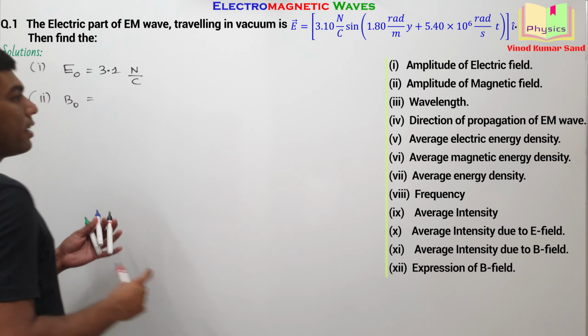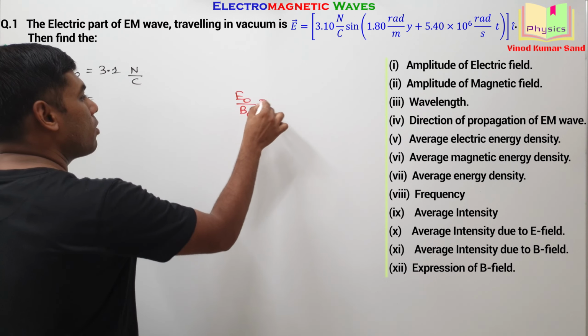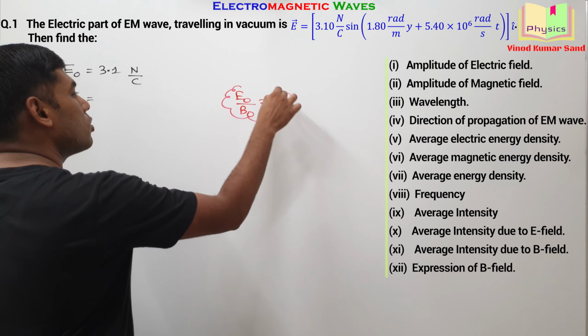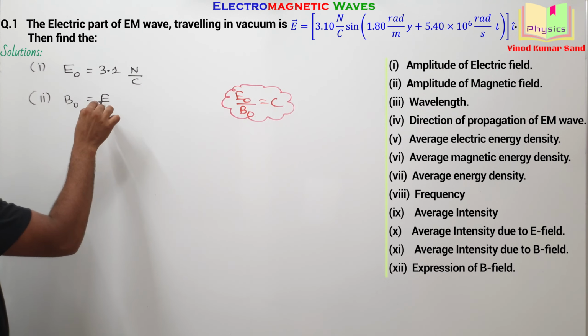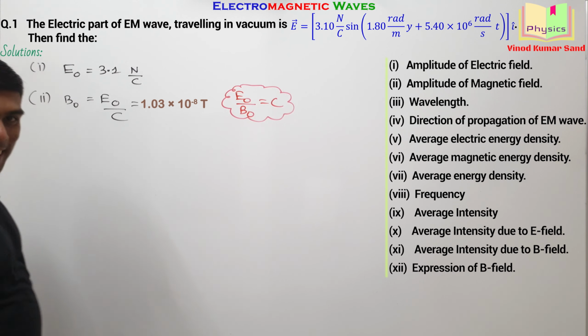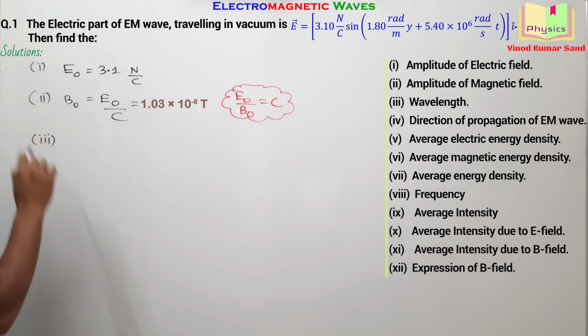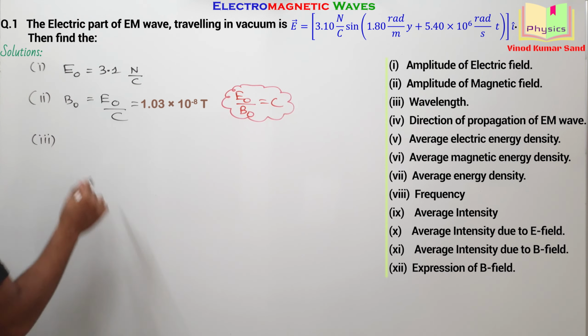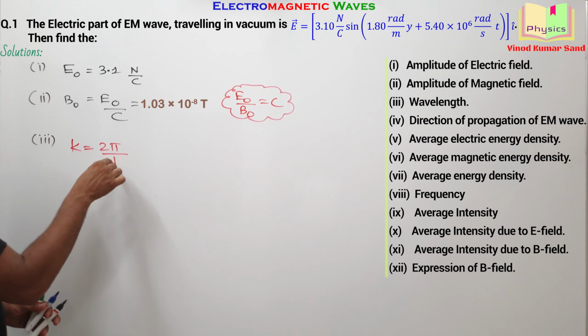For that, we remember a relation. E naught by B naught is equal to C. So B naught will be equal to what? E naught by C. Simple calculation and we'll get the answer. The third part is asking us for the lambda. We already know that K is equal to 2 pi by lambda.